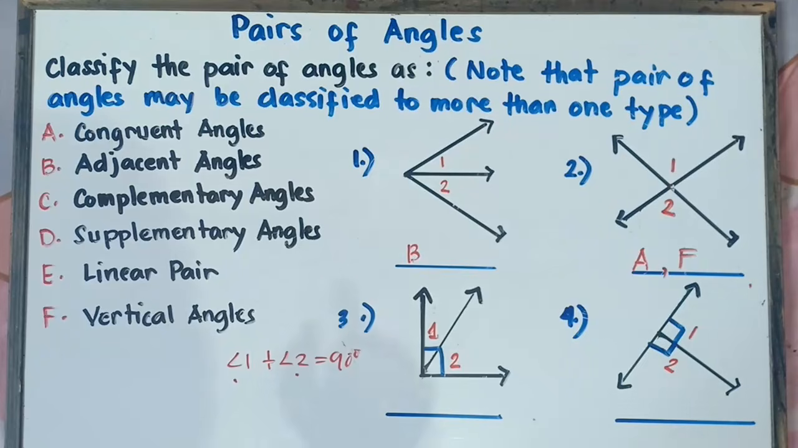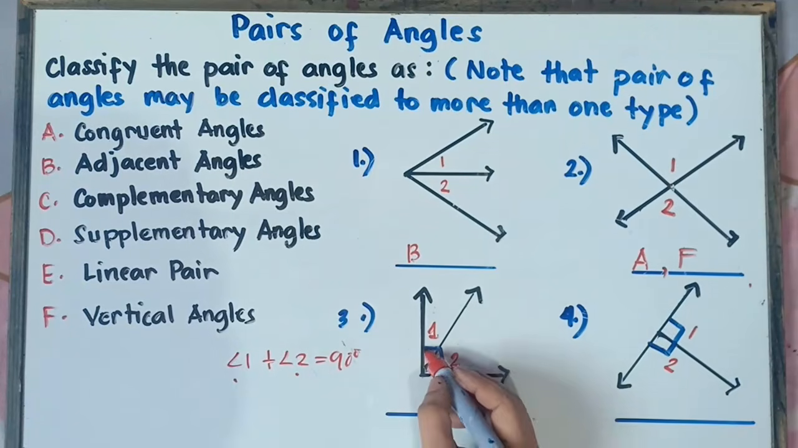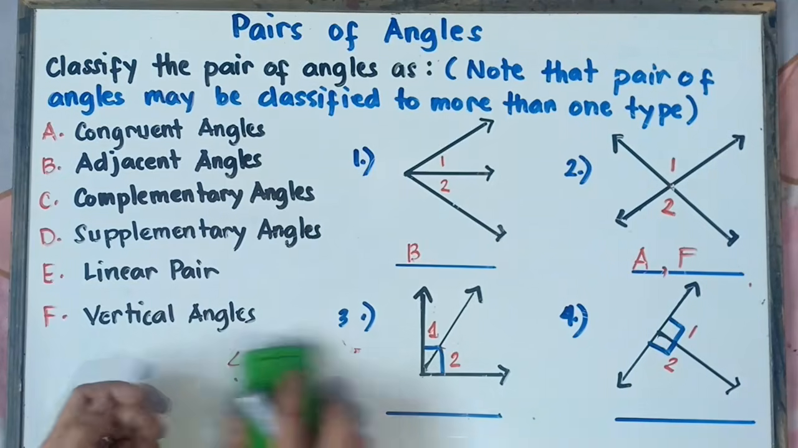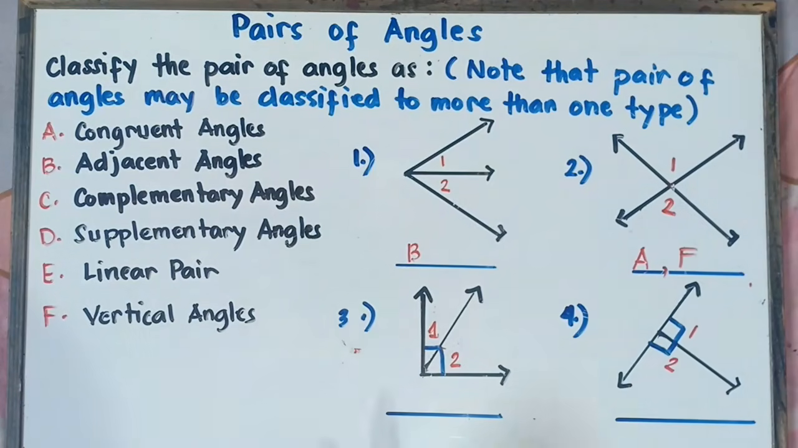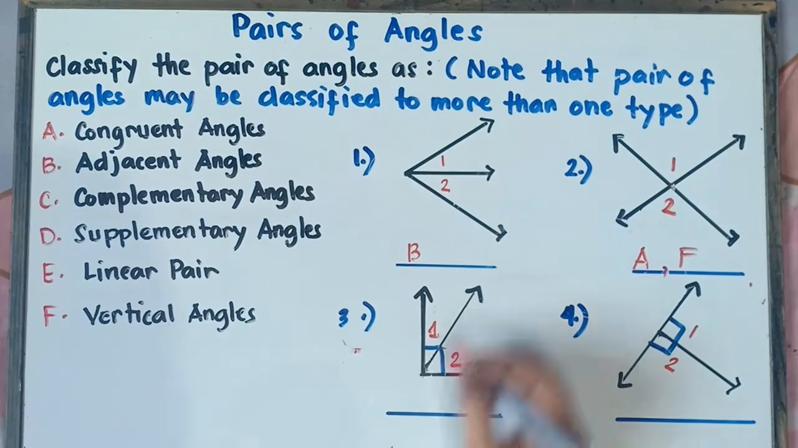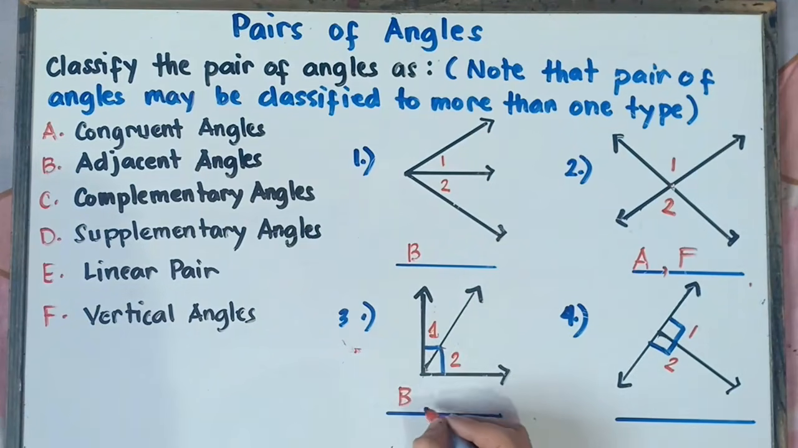Once again, the problem is that we don't know the exact measure of angle 1 or angle 2. But we know that if you add the two angles, that would be 90 degrees, because of this right angle marking. So this is not congruent angles. Now, can we call this one adjacent angles? Yup, because they share a common vertex and a common side. Yup, this will be adjacent angles.